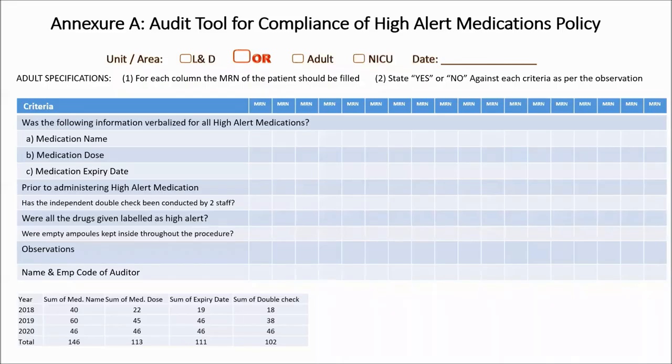Dr. Bakr, excellent focus, PDCA. Excellent. This is the audit tool which we used for collecting the data in the three audits, which had the same questions and the same data in all three, focusing on the OR, done throughout the years.